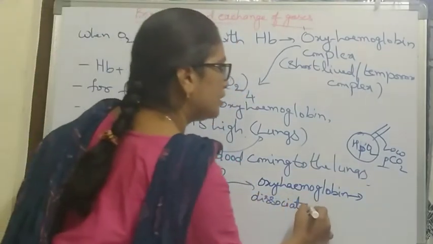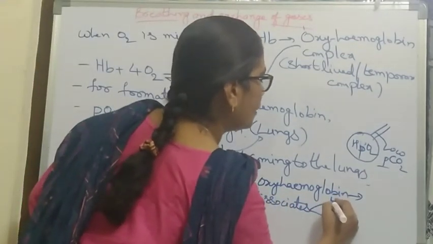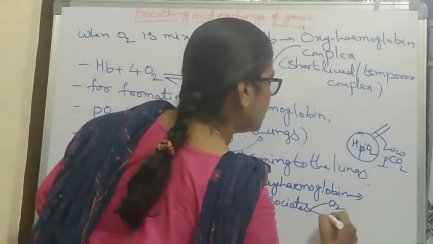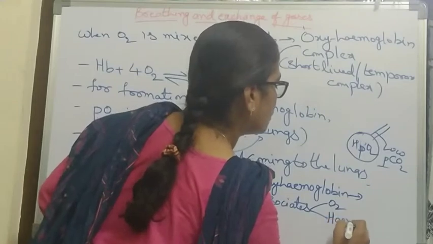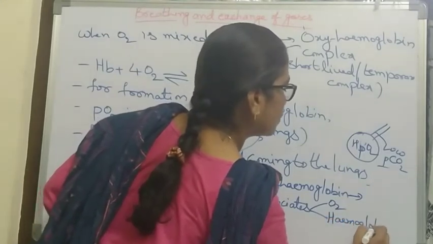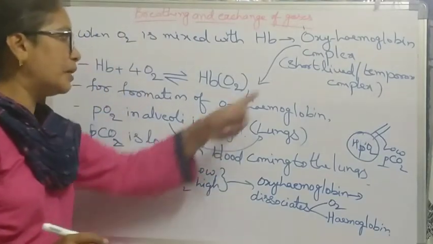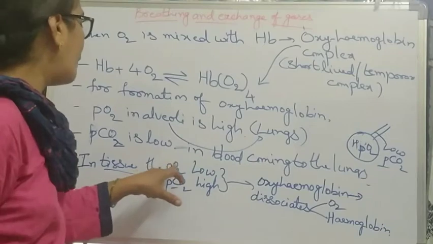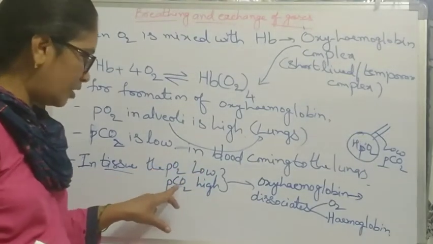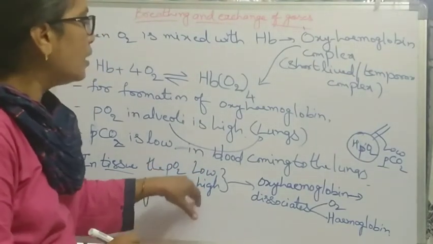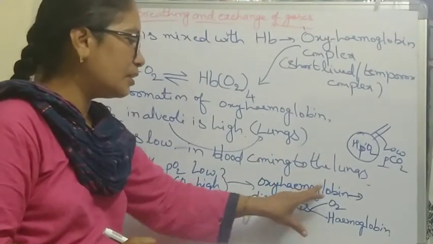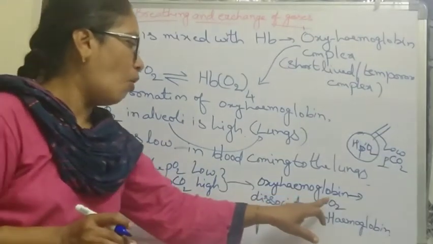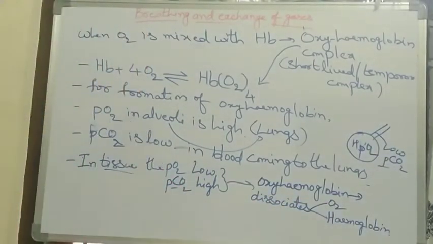Dissociates, and that is separated as oxygen and hemoglobin. Okay, means this oxyhemoglobin is in the tissues when the partial pressure of oxygen is low, partial pressure of carbon dioxide is high. In that region, this complex dissociates, means that will separate into oxygen and hemoglobin.